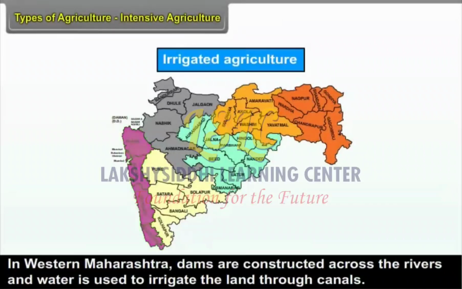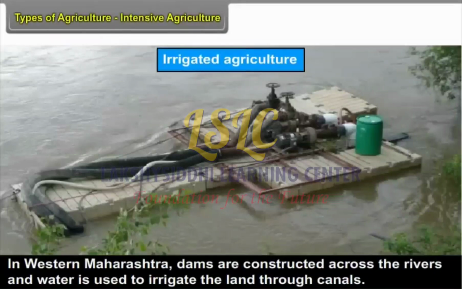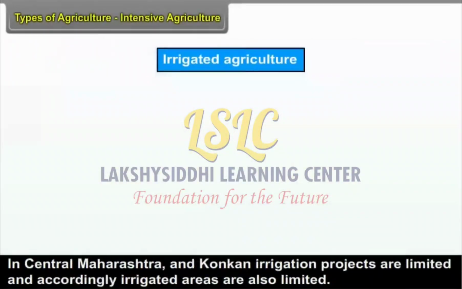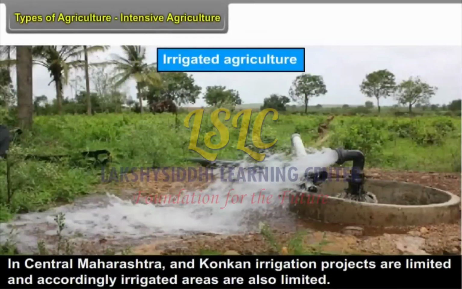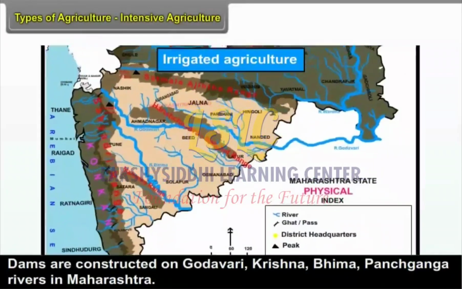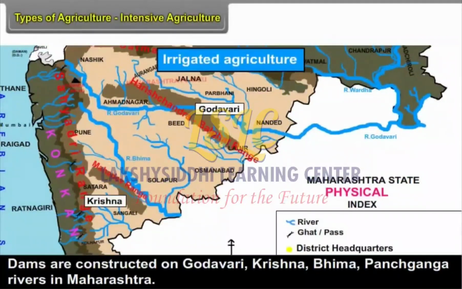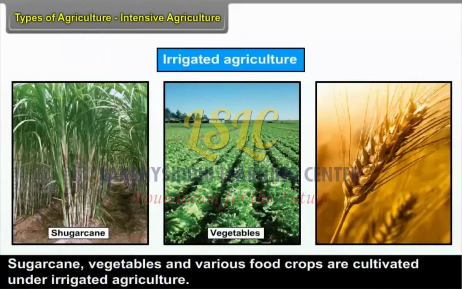In western Maharashtra, dams are constructed across the rivers and water is used to irrigate the land through canals. In central Maharashtra and Konkan, irrigation projects are limited and accordingly irrigated areas are also limited. Dams are constructed on Godavari, Krishna, Bhima, and Panchganga rivers in Maharashtra. Sugarcane, vegetables and various food crops are cultivated under irrigated agriculture.